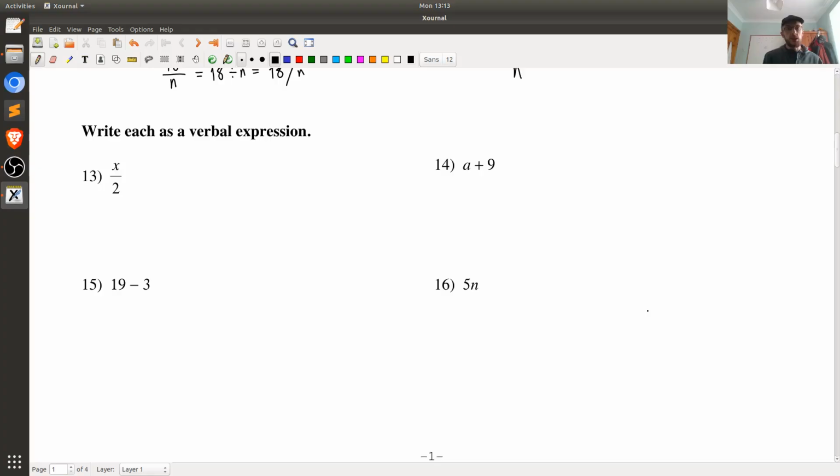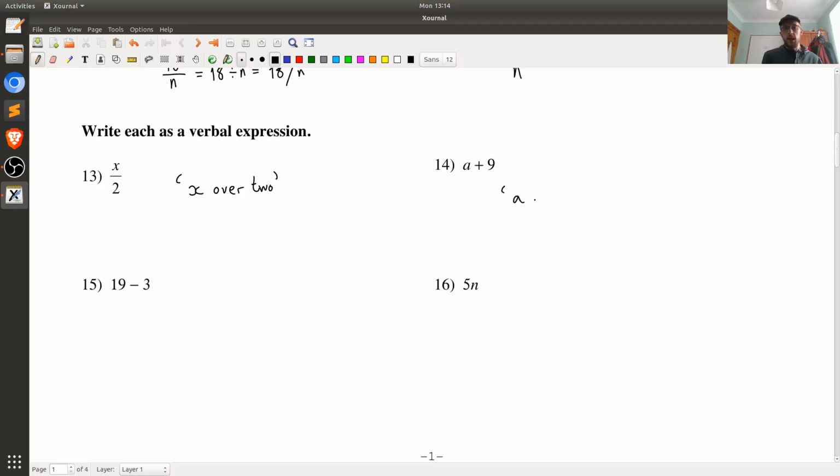Now writing each as a verbal expression. So what I'm going to do is write how you would say these aloud. To say this aloud in the most efficient way, say x over 2. You could say x divided by 2, and that would be technically correct, but it requires more syllables when you're speaking. And of course you want to cut down on unnecessary syllables. So say x over 2.